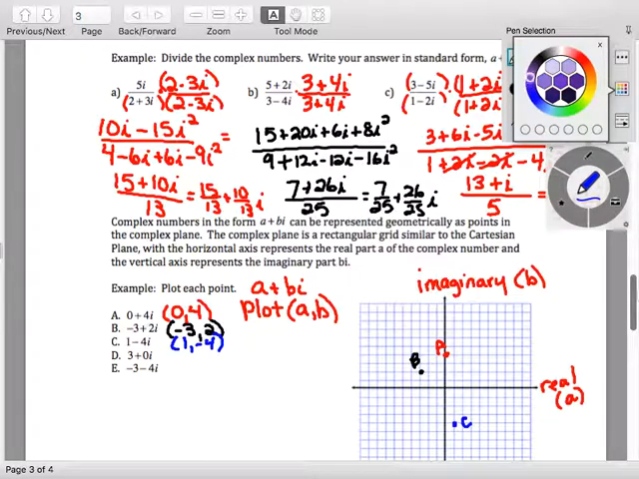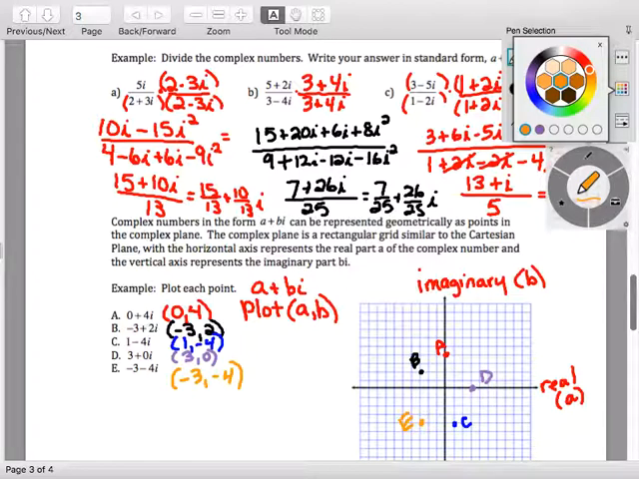Is this going to make something cool? No. Dang it. So this is 3, 0. So I'll go to the right 3, and I'll call that D. Orange. And then E is -3, -4. So I go left 3 and down 4. We'll call that E. So plotting is very simple.